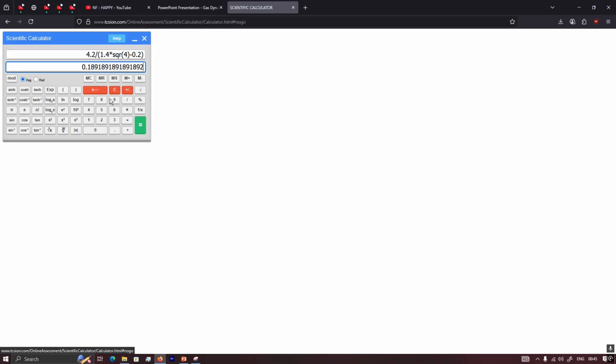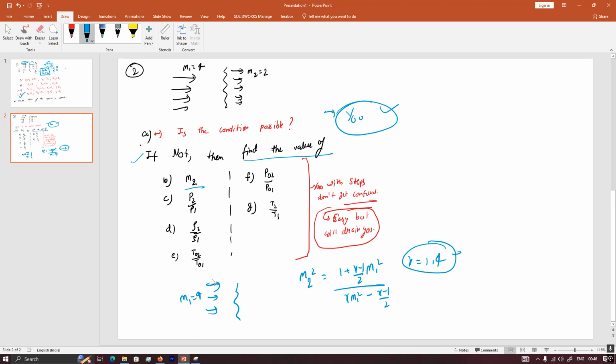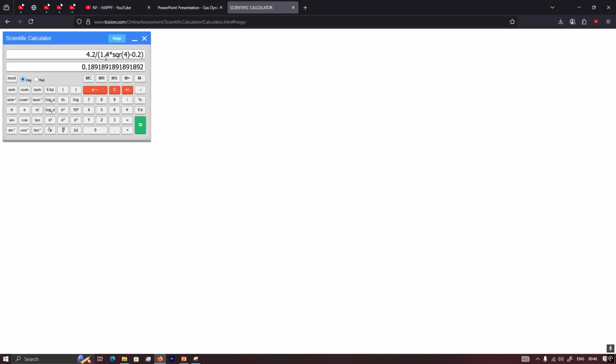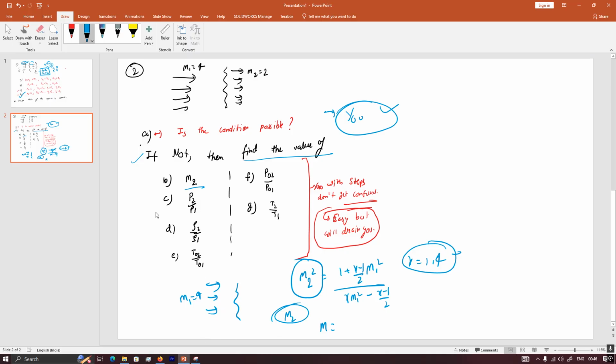Okay, now don't write this answer. Why? Because it's the value of m2 square. We have to find m2, so we have to take the root of it. To take the root, I'll first press equals to, and then press this root sign. So we'll be left with 0.435. So m2 will actually be 0.435. Okay, so now we got m2.